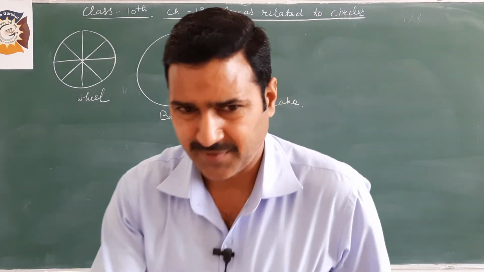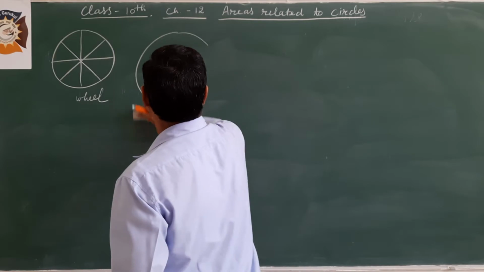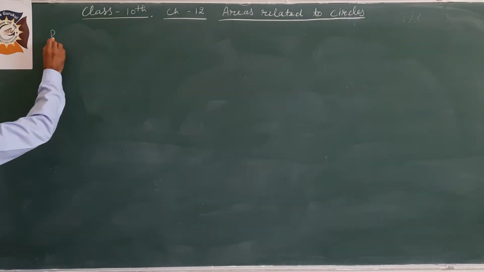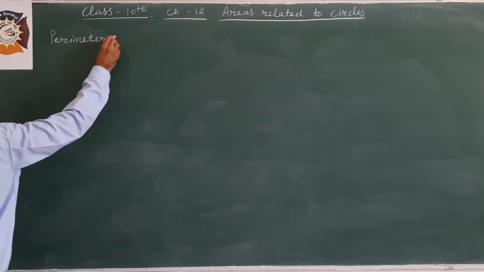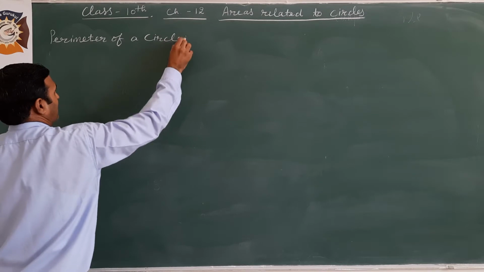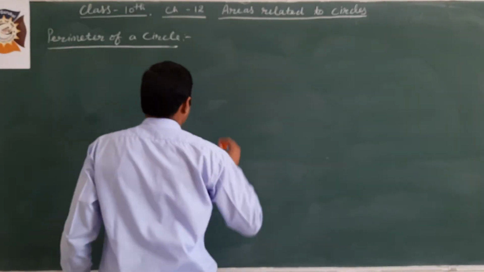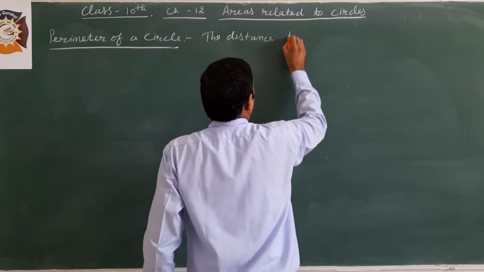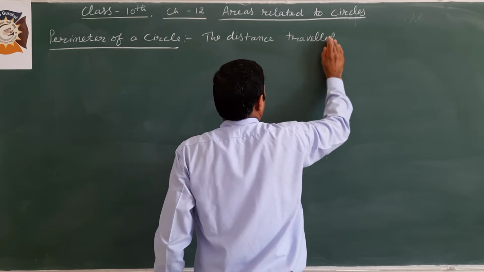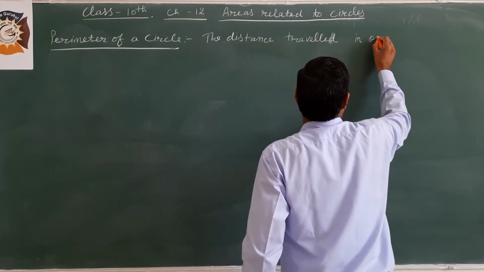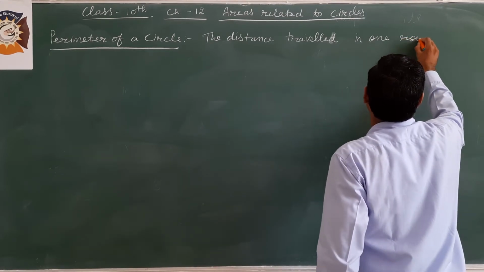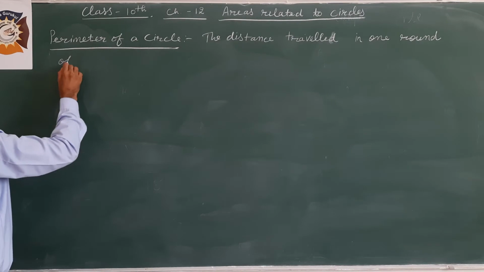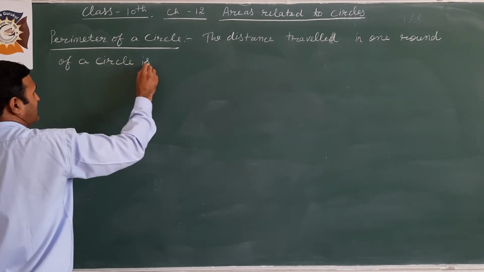And now, what is the perimeter of a circle? The perimeter of a circle: the distance traveled in one round of a circle is the perimeter of the circle.